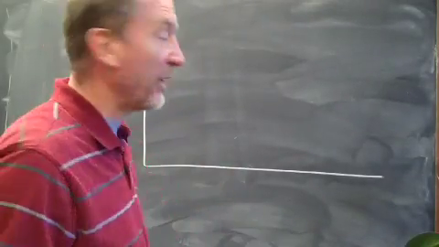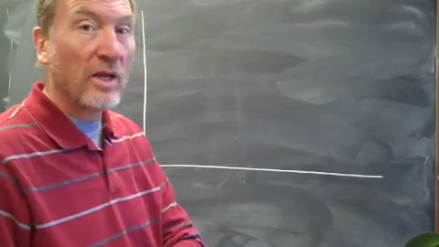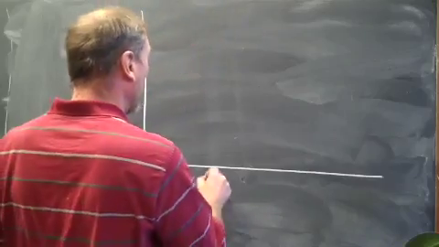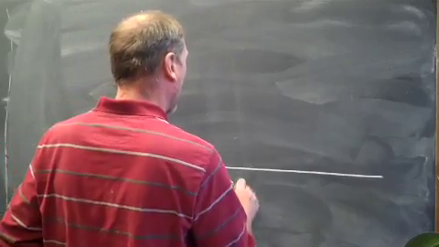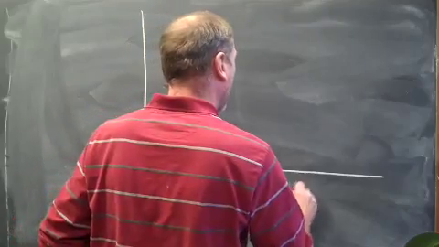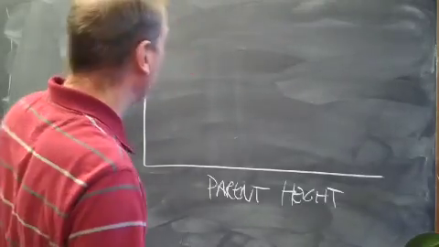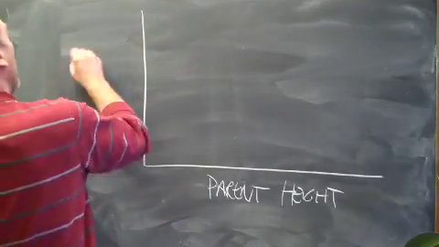All right, so with parent-offspring regression, we have, for instance, the height of parent plants. So I'll put parent height. And on the y-axis, we have offspring height.